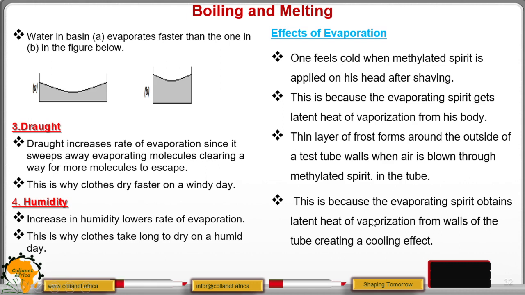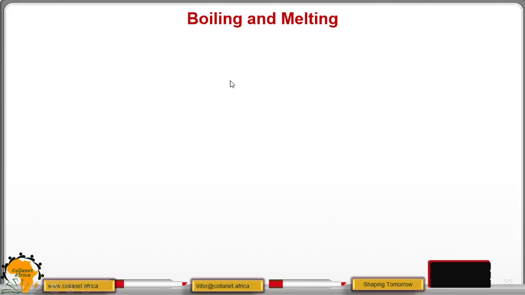And we have given these two examples. You feel cold when methylated spirit is applied on your head, and also there is formation of frost around the test tube when air is blown through the methylated spirit in the tube. Again, the methylated spirit is taking latent heat of vaporization, and by taking it, it is creating a cooling effect. Then from there we have the differences between evaporation and boiling.